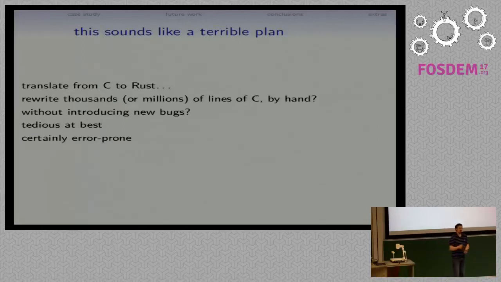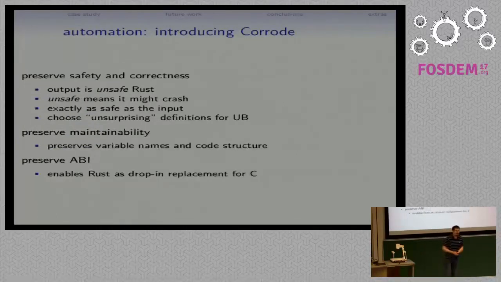If you go and try and hand rewrite all of that code, you're not going to get it right. You're going to introduce new bugs that were never in the C version. And at best, even if you did get it right, it's still going to be a super tedious process. You don't want to do this. So maybe the answer is let's not do this by hand. Maybe the answer is we should automate this process of translating C to Rust.